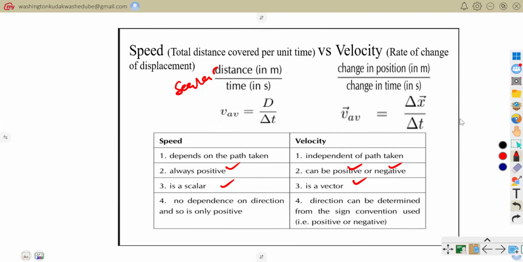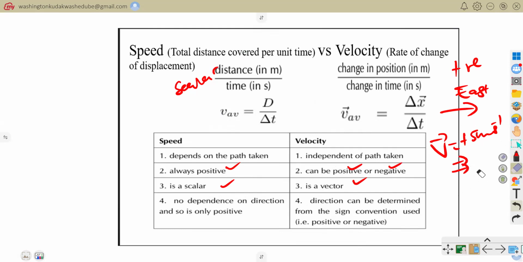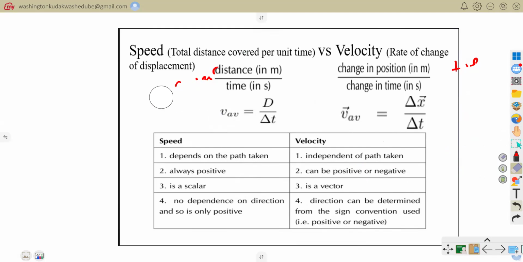For example, if you choose your east to be your positive, it simply means that if you later calculate and your final velocity is given as a positive 5 meters per second, it simply means that the velocity is towards the what? The east. So this is where we say that the direction of our velocity can be determined from the sign convention.